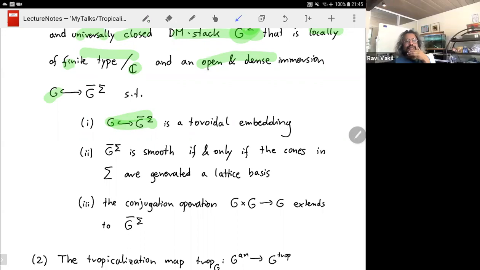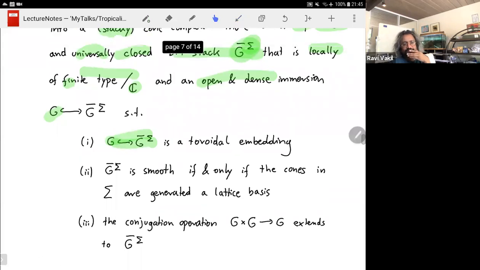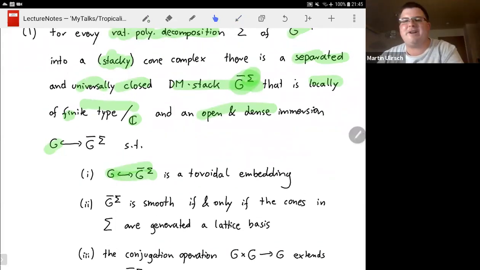So you have a conjugation action of G on this strange pseudo-compactification. Yes. Pseudo-compactification is a good name. Maybe I'm going to use that.